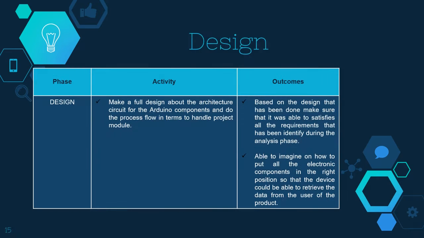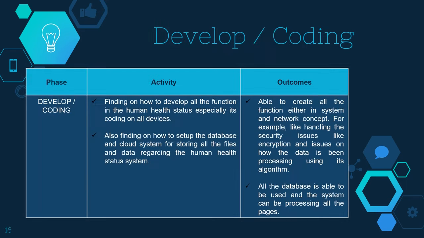Okay, and at the third phase we proceed into design. At this part, design is where we want to create something able to satisfy all the requirements that we have already identified in all the previous phases. And also we want to put together all the components that we already discussed before in hardware to create something that could produce an output and give what we really need in this project. Okay, and then we proceed into develop and coding.